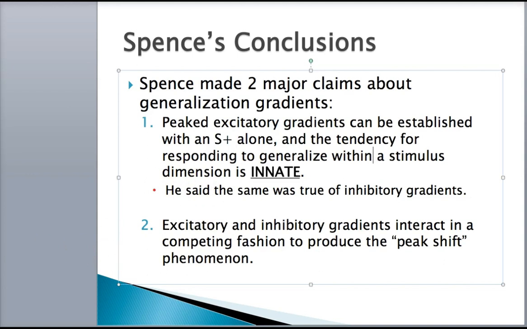And so it's this idea that stimulus control spreads to other stimuli in the dimension in a fashion that's proportional to the training stimulus, and that tendency is innate was one of his major conclusions. The second conclusion was that excitatory and inhibitory gradients interact in a competing fashion, and that's what's responsible for producing the peak shift phenomenon.